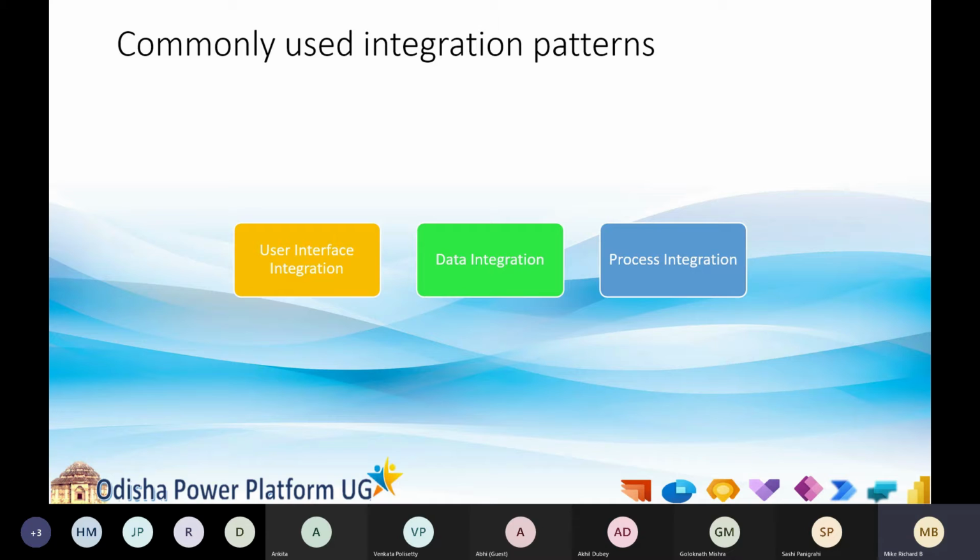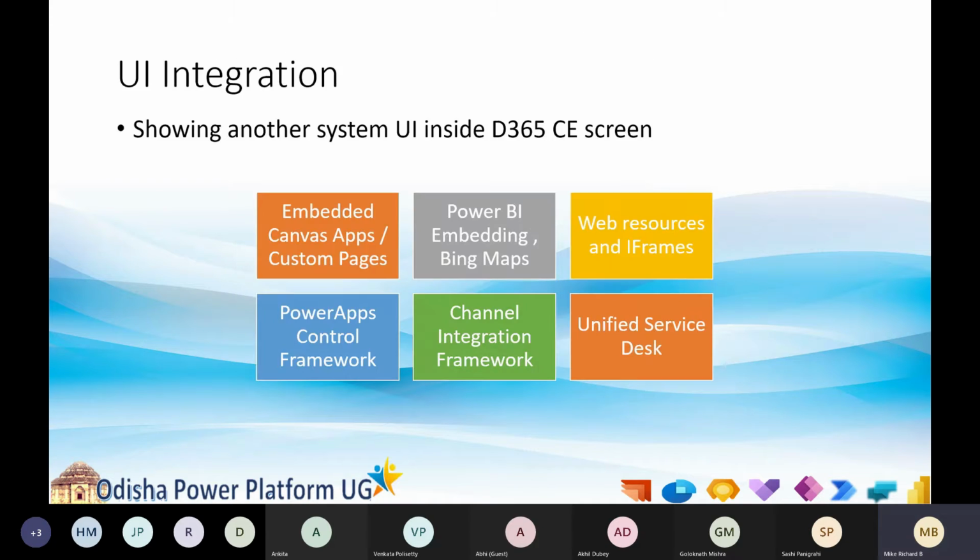So I have classified this particular set of UI integration patterns into different categories. Okay, so first one is Canvas app, as Abhi rightly said, it's Canvas apps. But Canvas apps also now use a concept of custom pages. So you can create a custom page where you can bring your own Canvas app and show it over there, right? So both are same.